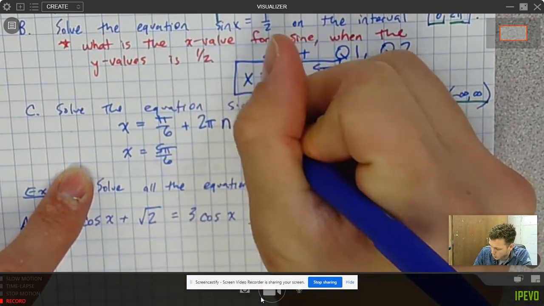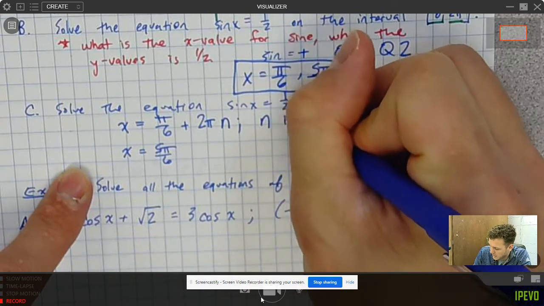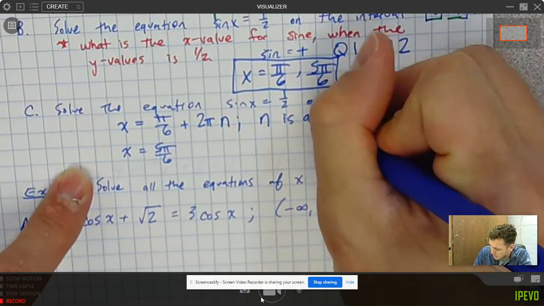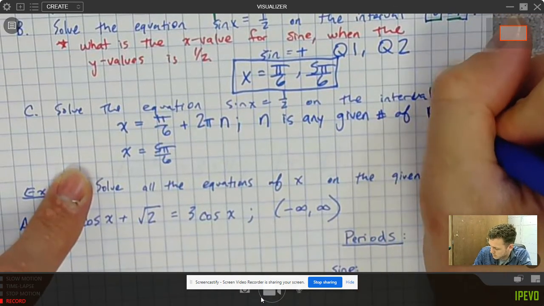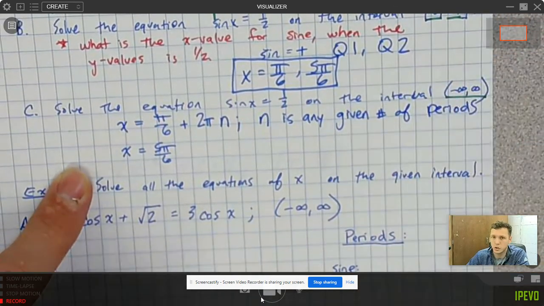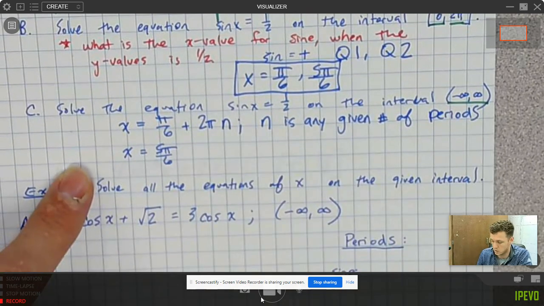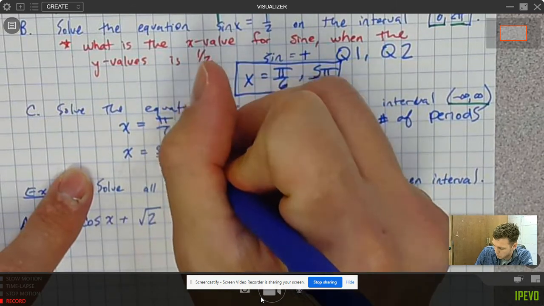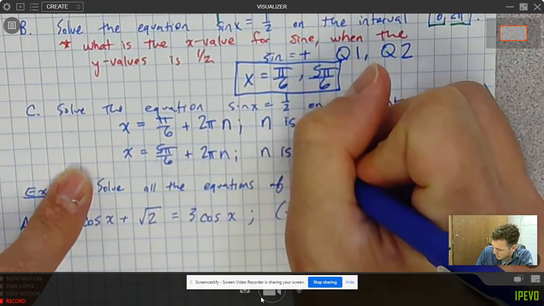any given number of periods. So you could go 2 periods, you could rotate 3 times, you could rotate 4 times, you could rotate 5 times. n could be any number, any integer, right? And that would give you a solution. So 5 pi over 6, same thing, plus 2 pi n, where n is any integer. Okay, n is any integer. So that's the main concept we're looking for here, right?